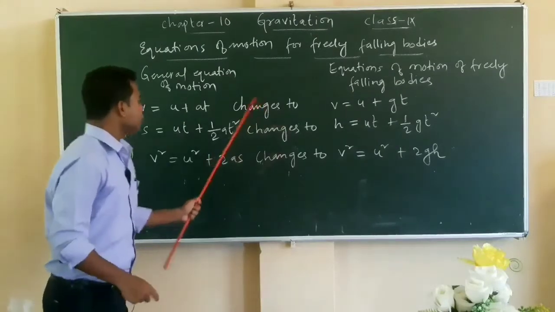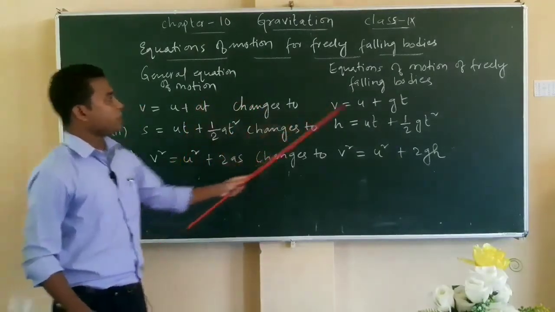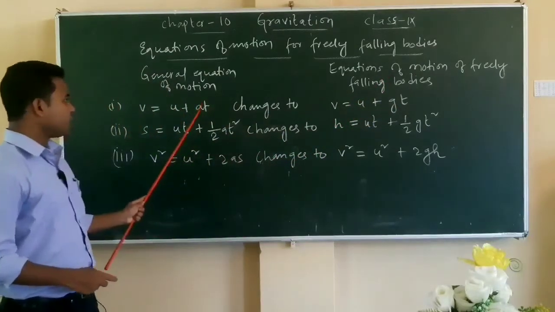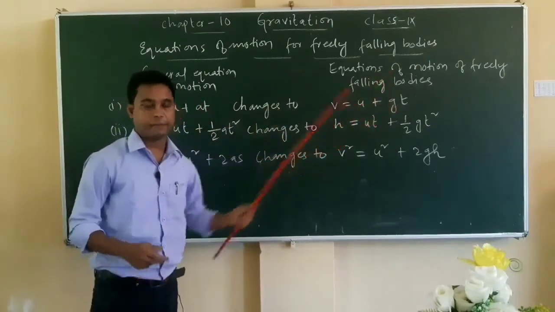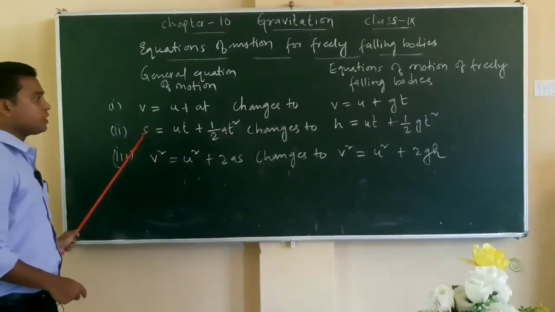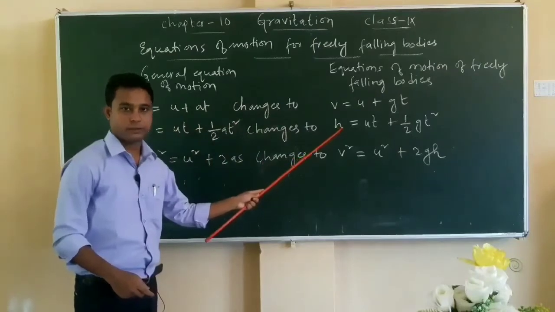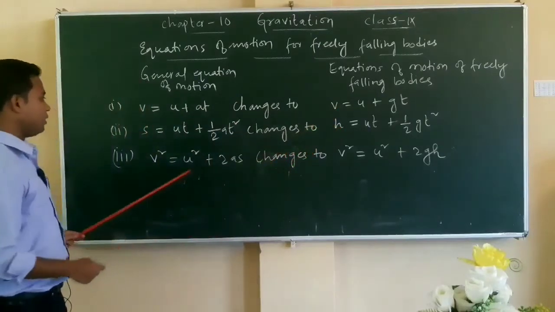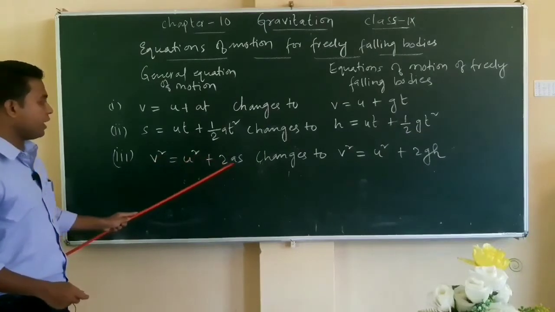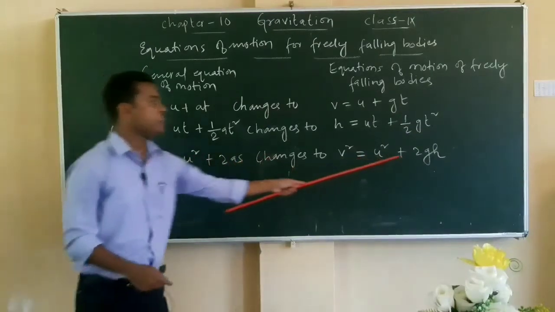So we change it to say a is replaced by g. Acceleration a is replaced by g, acceleration due to gravity for freely falling bodies. S, the distance, is replaced by height h, and in the third formula v square equal to u square plus 2as, a and s are replaced by g and h.